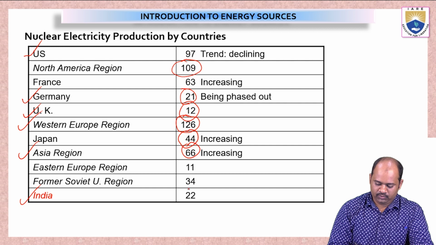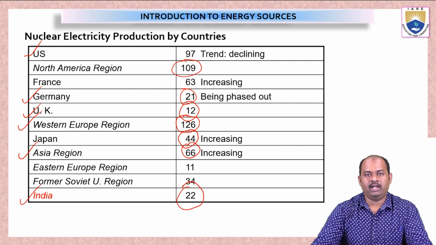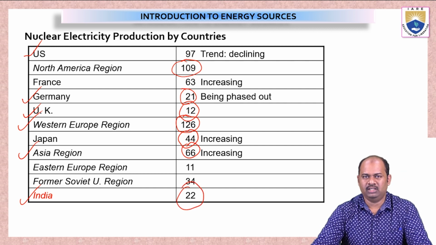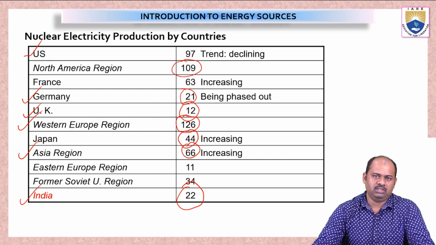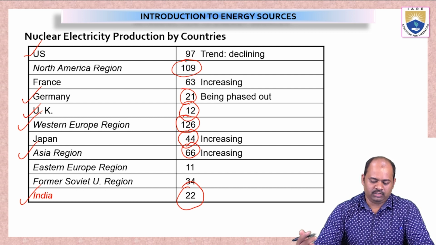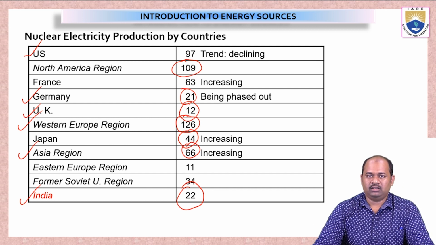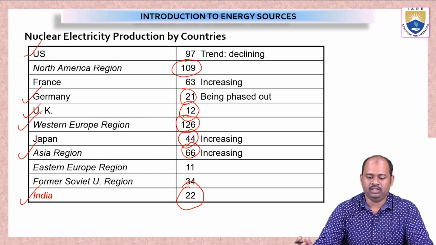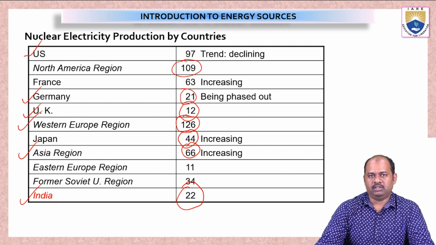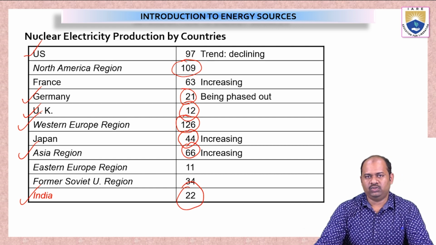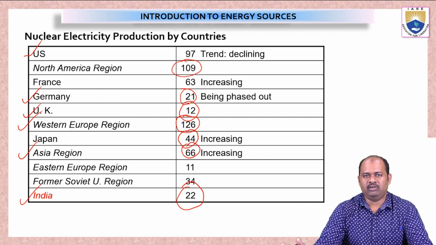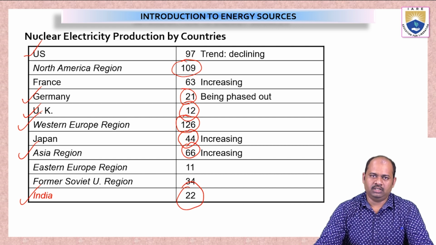And coming to India, there are 22 power plants in India, which come under the Ministry of Atomic Research. Out of these 22 nuclear power plants, around 10% of India's electricity is being generated in them. Mostly this electricity is used for industries, and some percentage of the electricity developed by the nuclear power plants in India is used for domestic usage.